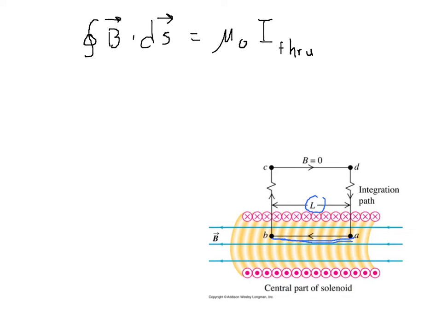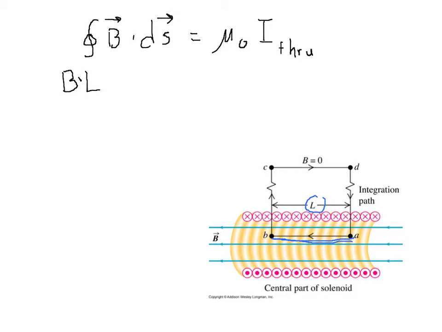Well, because B is uniform everywhere inside there, at any point along that side I'm going to get the same value. So I can consider that like pulling B out of the integral and summing together all the steps I take across there. Well, that's going to give me a total of B times L, just for that side.